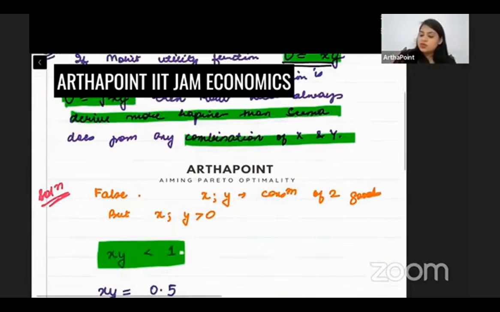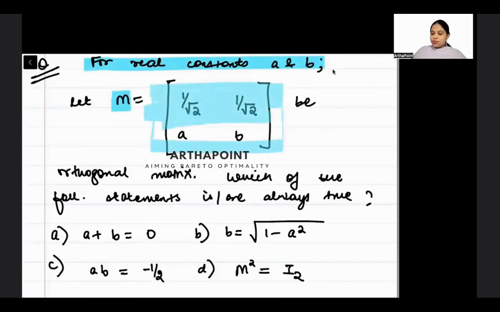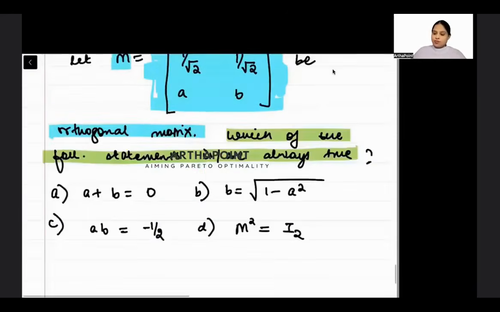Write down the next question. What is written? For real constant A and B, let M be a matrix. So this matrix is given to you. And it says that this is an orthogonal matrix. Okay? Which of the following statement is or are always true?